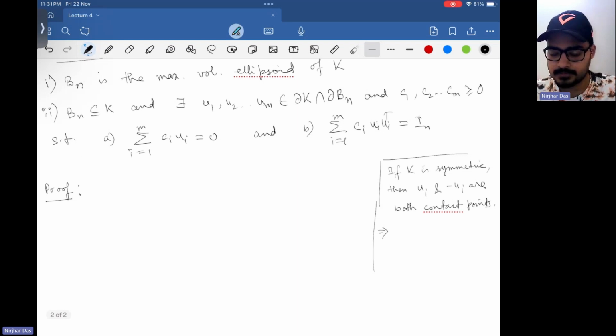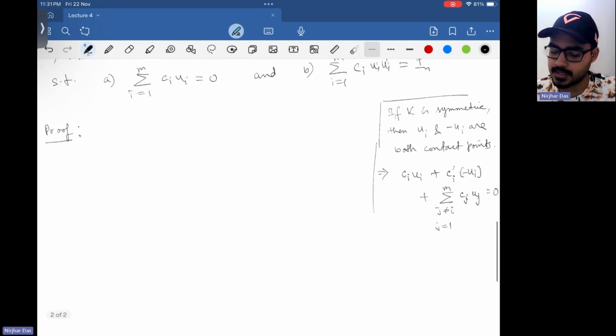And this implies that in John's theorem, we had summation ci ui equals 0. So here we will end up having some ci for ui and some c dash i for minus ui, and we have the rest of the things, j not equal to i, j equals 1 to m, cj uj equals 0.